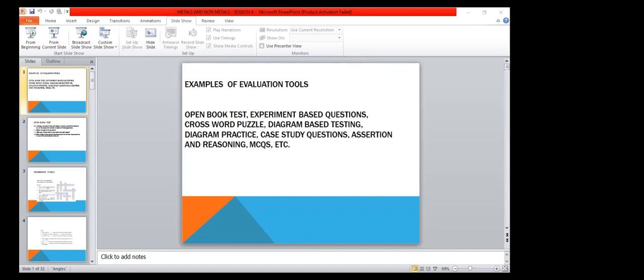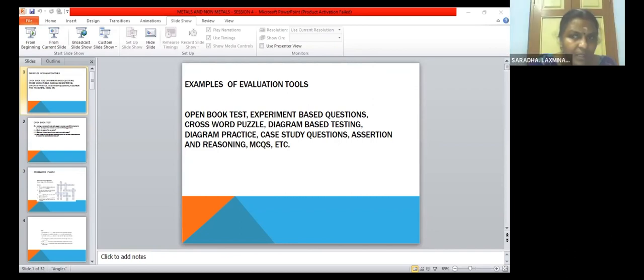So based on all these tools, we can evaluate our progress as well as the progress of the child. Every class has some ways of testing the child. Yes, the next one. Open book test. I have given you an example.